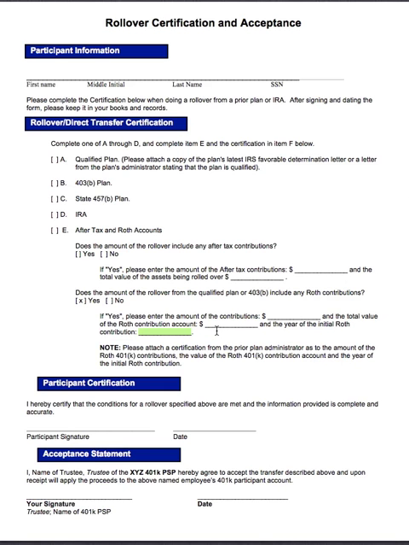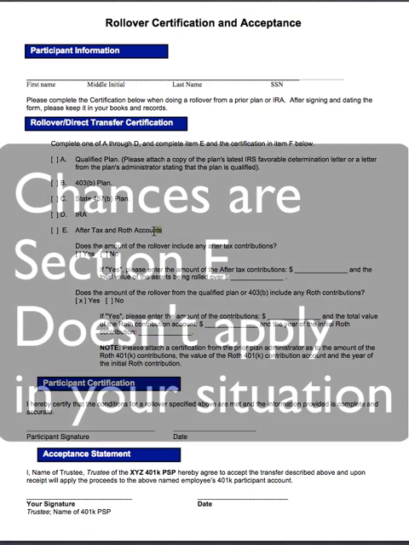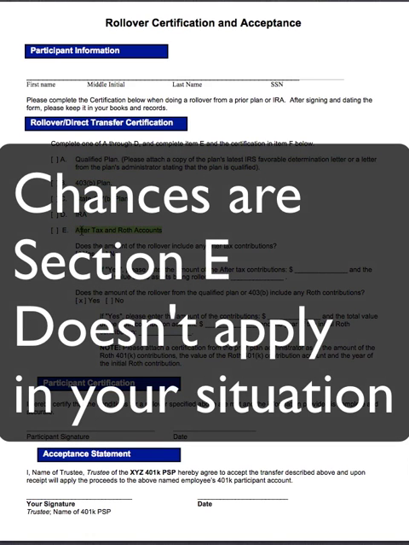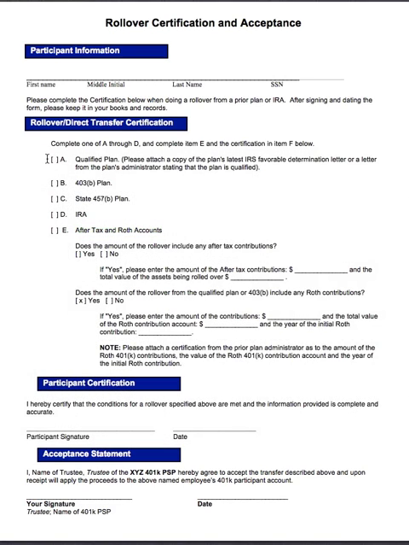Now, if this is a little bit confusing, rest easy, because about 1% of you are actually going to fill out subsection E. You probably are never going to have to deal with after-tax contributions or Roth accounts with that money coming in. So for the vast majority of you, this doesn't apply. All you have to do is say if it came from a qualified plan, a 403b, a 457, or an IRA. Just that simple. Once you fill that out, go ahead and sign the document and date it as both a participant and the acceptance statement, your name as the trustee.